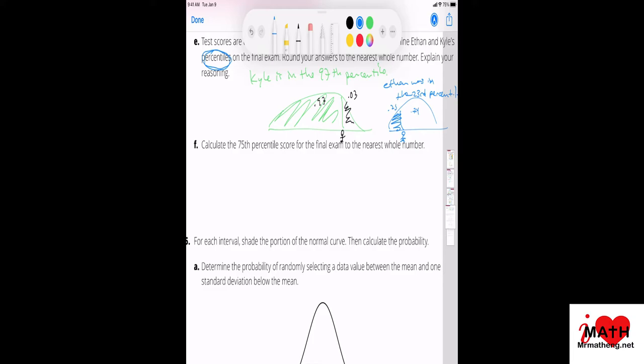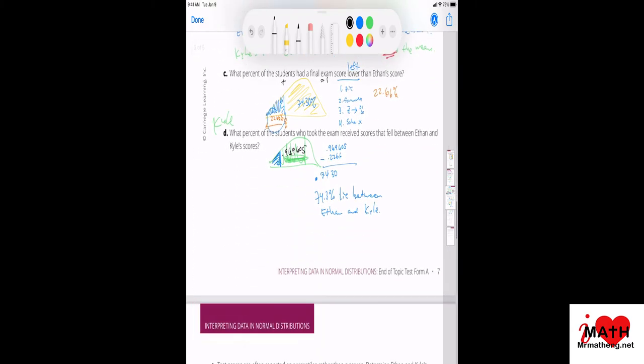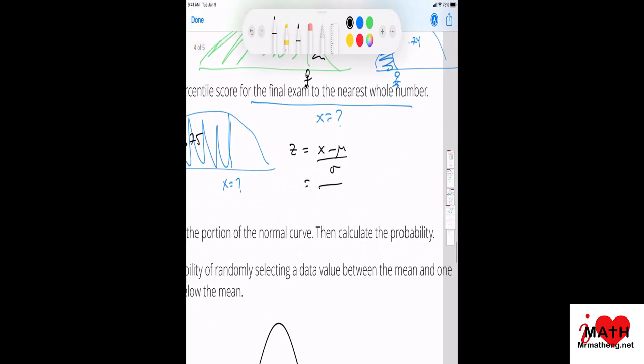Okay, this one says, calculate the 75th percentile for the final exam to the nearest whole number. So the final exam score is an unknown. They're basically saying, what is this value if this whole blue region here represents 75%? Well, if I use my formula, z equals x minus the mean over the standard deviation, and we're trying to solve for x. Z we can get by looking at the table, going to a percent, and the standard deviation we already know, which I believe was 105 and 16. We're trying to find this x value, and then we need to get a z for 75.